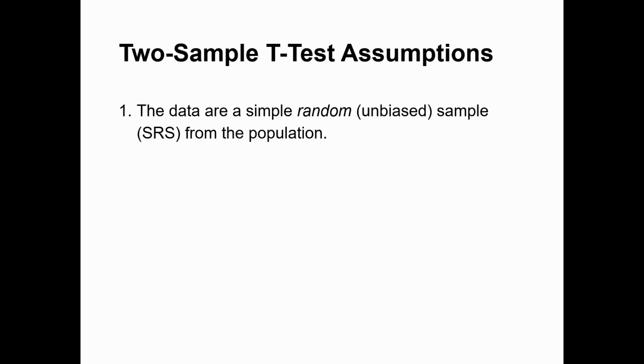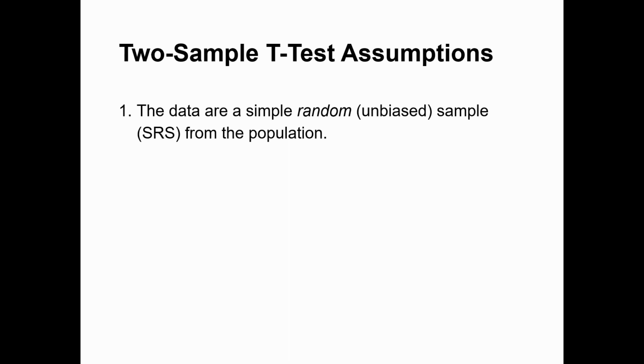Assumptions of the two-sample t-test. Very similar to the one sample. The first one is that we assume the data are a simple, random, or unbiased sample from the population. Again, you need to define your population of interest, and to be a really random, unbiased sample, every individual within that population should have an equal chance of being selected, right?